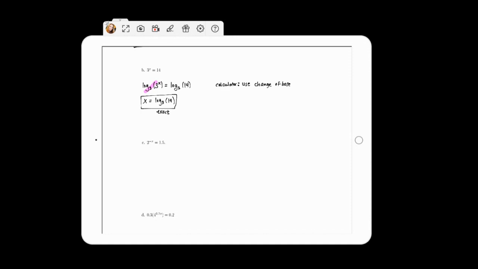Okay, so I have to use the change of base formula to put this on my calculator. And I will put everything in terms of the log base e, that is the natural log, because that's my favorite log. Okay, so the log base 3 of 14 is equal, by the change of base formula, to the natural log of 14 over the natural log of 3.